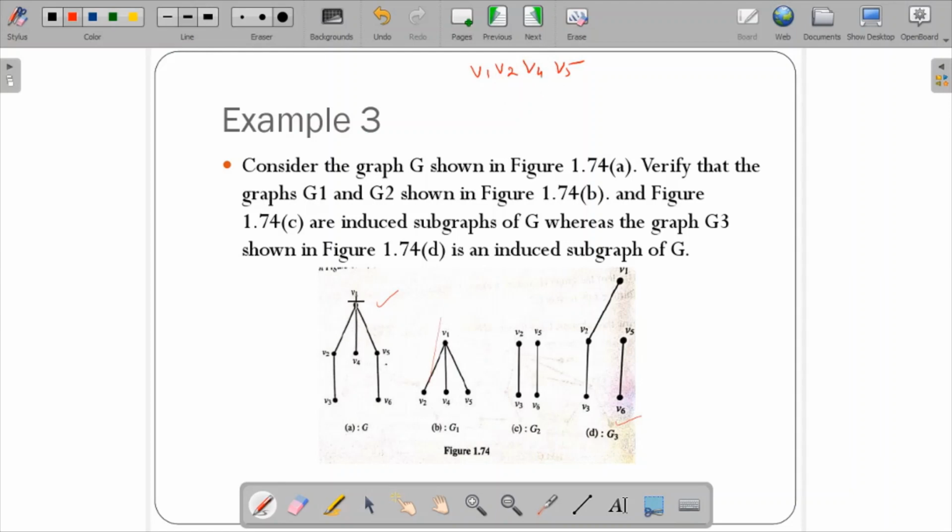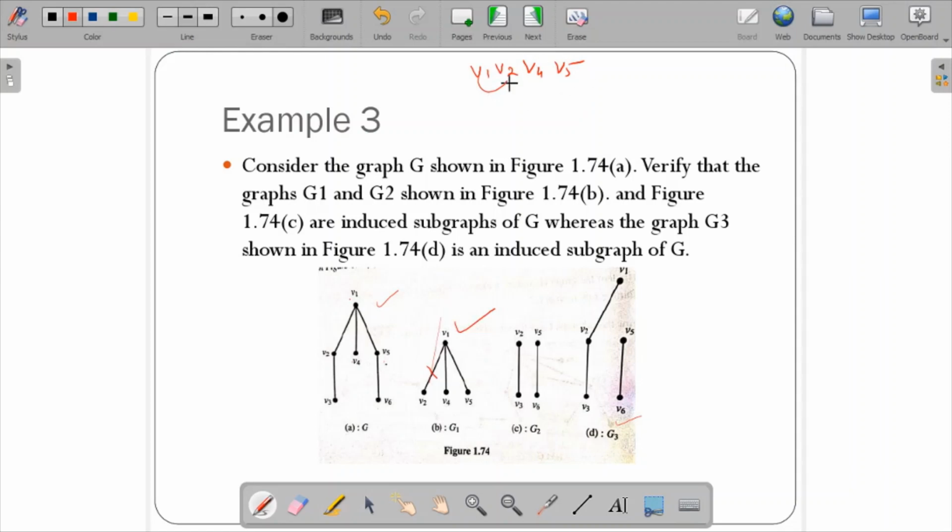If you see over here, v1 to v2 is there. v1 to v4, you check, yes, it is there. v1 to v5 is there. So there are three edges going to these three vertices, and all three are there. v2 to v3 is there, but we have not mentioned v3 and v6. So v2 to v1 is there, v4 to v1 is there, v5 to v1 is there. So this is an induced subgraph. So why?